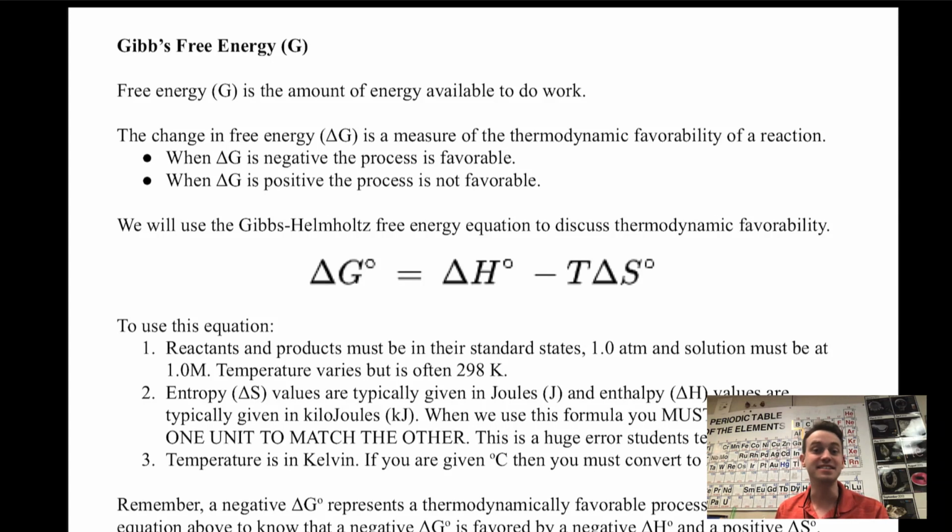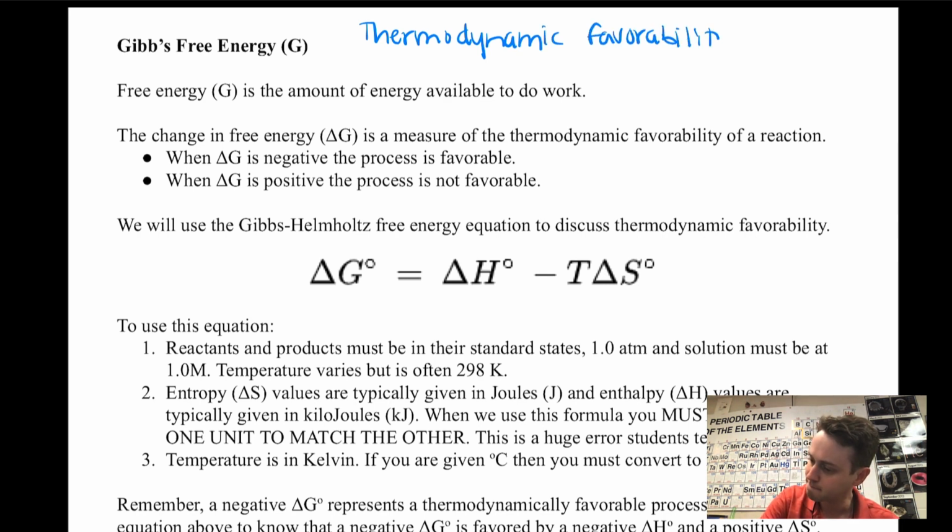Hello AP Chemists! In today's video, we are going to talk about thermodynamic favorability. And what I mean by that is the production of products, so is the formation of products favored at a particular temperature? Or in other words, does it happen? We are going to use a tool called Gibbs free energy to determine that.